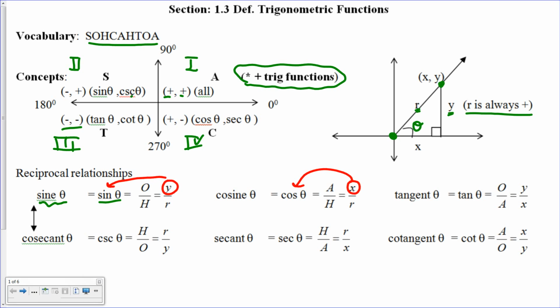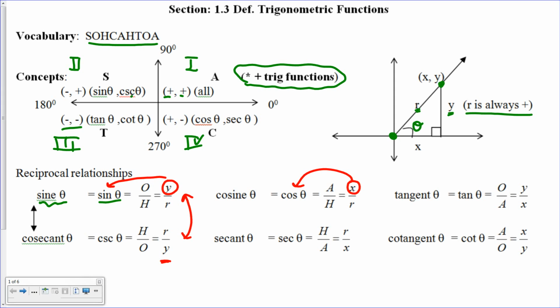Now, the second set of trig functions are the cosecant, secant, and cotangent written below. I wrote them this way because they're reciprocal functions of what's up above them. For example, sine and cosecant are reciprocal functions because by definition, the cosecant is r over y, which is the reciprocal of y over r.